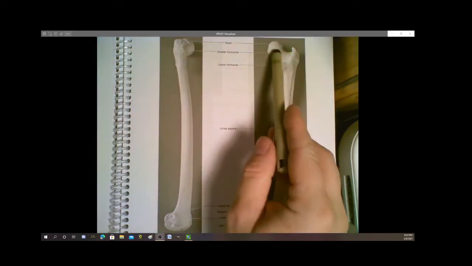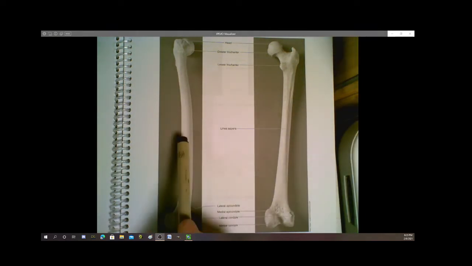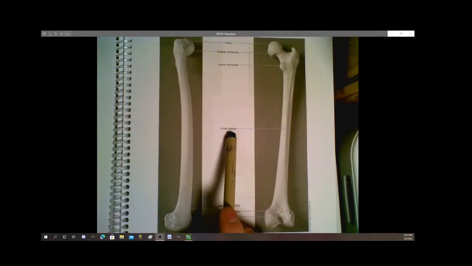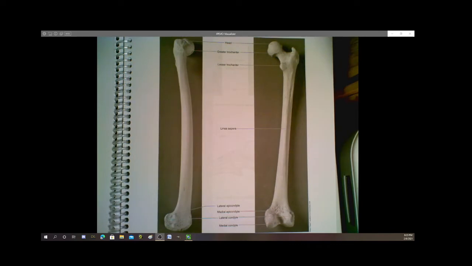This is the back of a femur, and if you look at the back of a femur, it's got this ridge that goes down the back. See, the front doesn't have the ridge. The ridge is called the linea aspera. And you can tell the front from the back because the back has this ridge, the linea aspera.